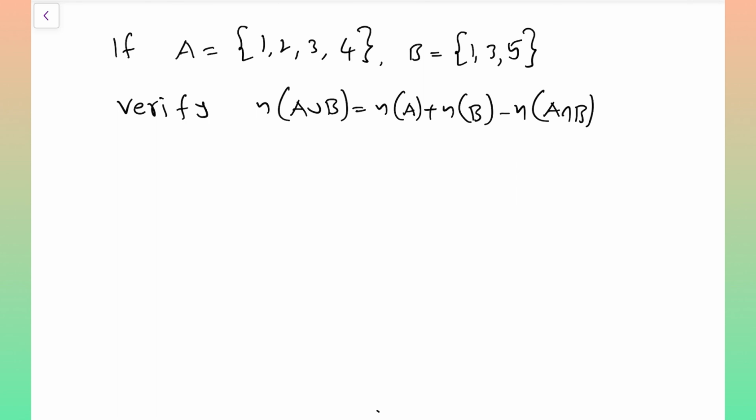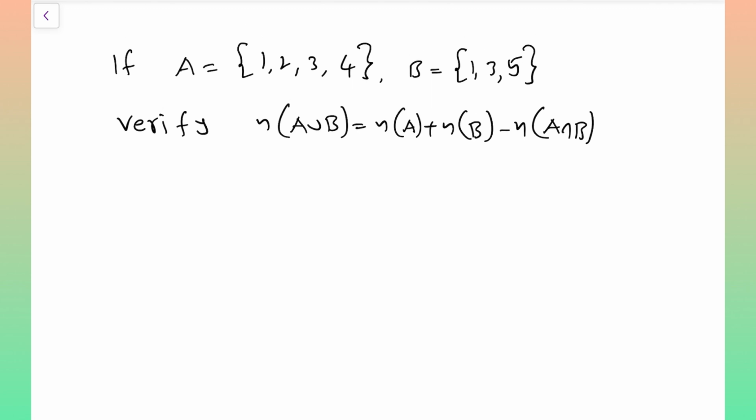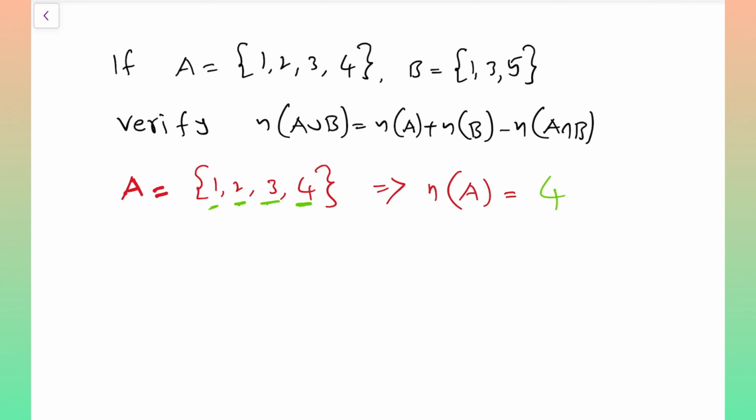Next, if set A equals 1, 2, 3, 4 and set B equals 1, 3, 5, then verify n of A union B equals n of A plus n of B minus n of A intersection B. So what is this n of? That's very easy. Set A is given as 1, 2, 3, 4. Then what is n of A? n of A is nothing but the number of elements in the set A. In set A, 1 element, 2 elements, 3 elements, 4 elements. So n of A equals 4.